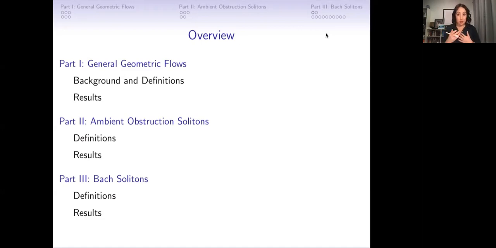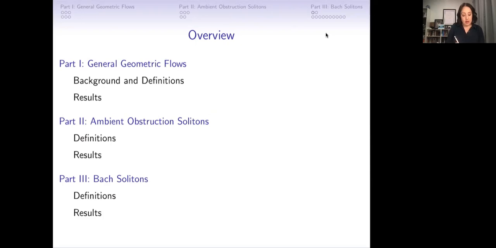But in part two of the video, I will look at the case where we have the ambient obstruction tensor be that tensor Q. Okay, so I'll be investigating ambient obstruction solitons. I'll also discuss and define the ambient obstruction flow, and again, go through some results and talk about the methodology that we use to get results for the ambient obstruction tensor.